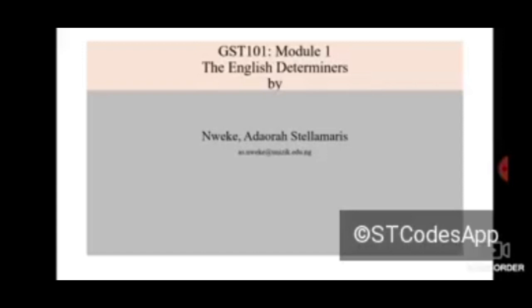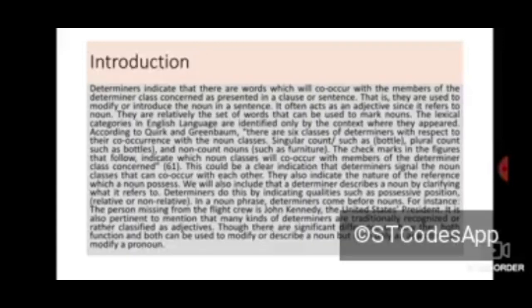Okay, we'll start off with an introduction. So, determiners are words which co-occur with the members of the noun class concerned, as presented in a clause or sentence. That is, they are used to modify or introduce the noun in a sentence.